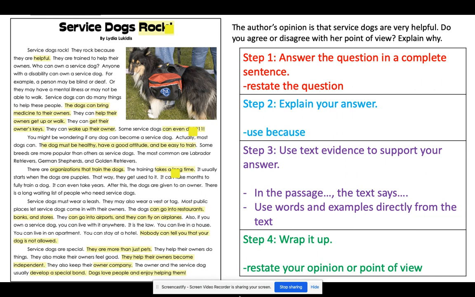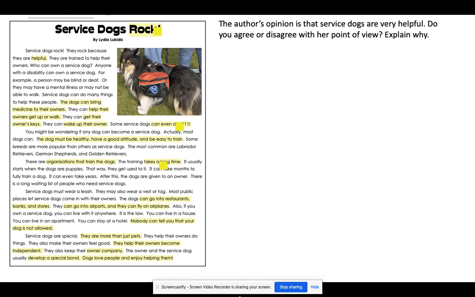Okay, those are very specific examples that I took right from the article, and I can use those in my writing. Okay, and then step four would be to wrap it up. And by wrap it up, that just means to restate your opinion or point of view, okay, in a different sentence, okay? So here I'm going to show you, we have our article and we have our question, all right?